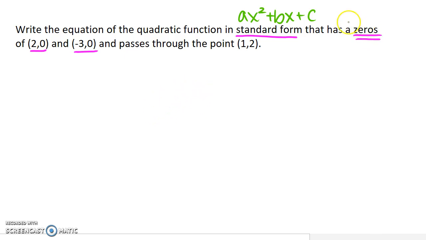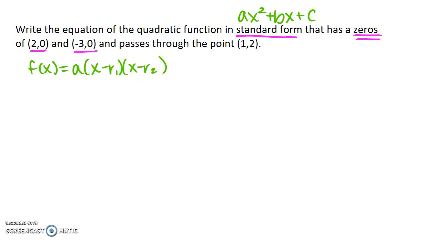And the form that reveals the zeros is factored form, which is f of x equals a times x minus r1 times x minus r2. And the r stands for roots, which is another word for zeros. So from here, just like last time, we can substitute in what we were given. If it's minus r1, that means it's the opposite of what we see, so x minus 2, then the opposite of what we see, x plus 3.